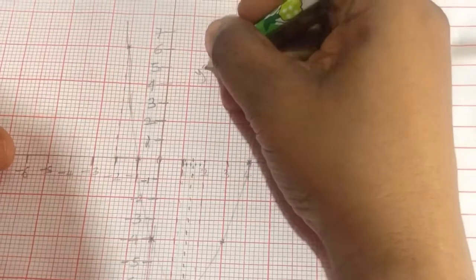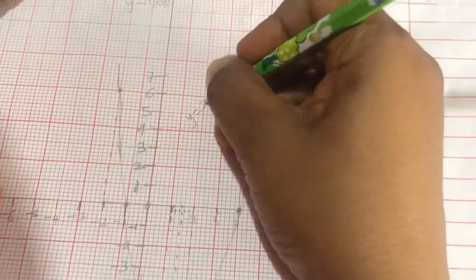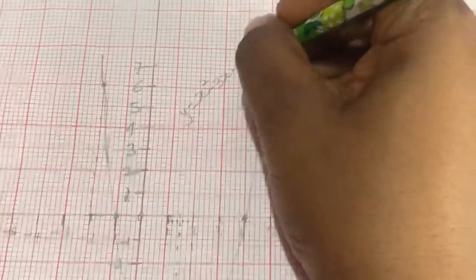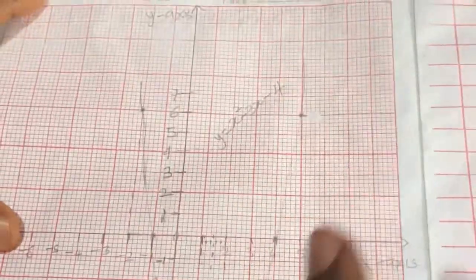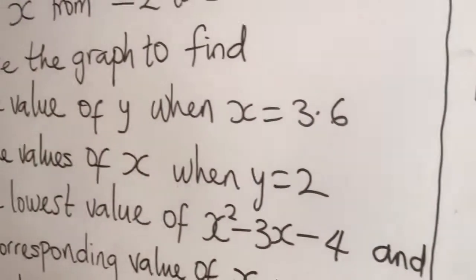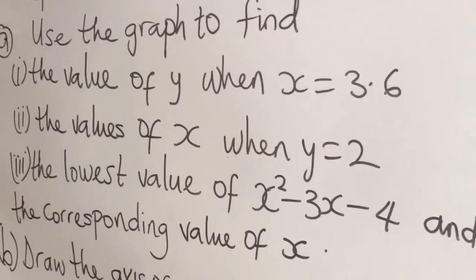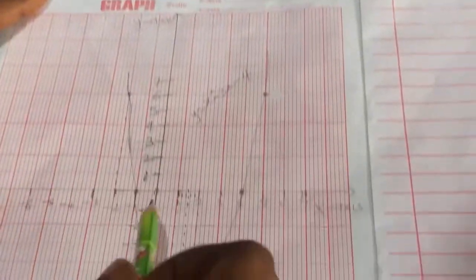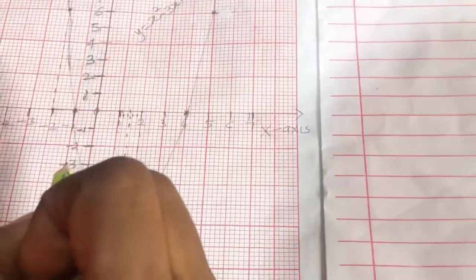So let's now write the function y is equal to x squared minus 3x minus 4. You can use pencil, you can use pen. Now, the first one is that we want to use the graph to find the value of y when x is equal to 3.6. So what will be the value of y when x is equal to 3.6?